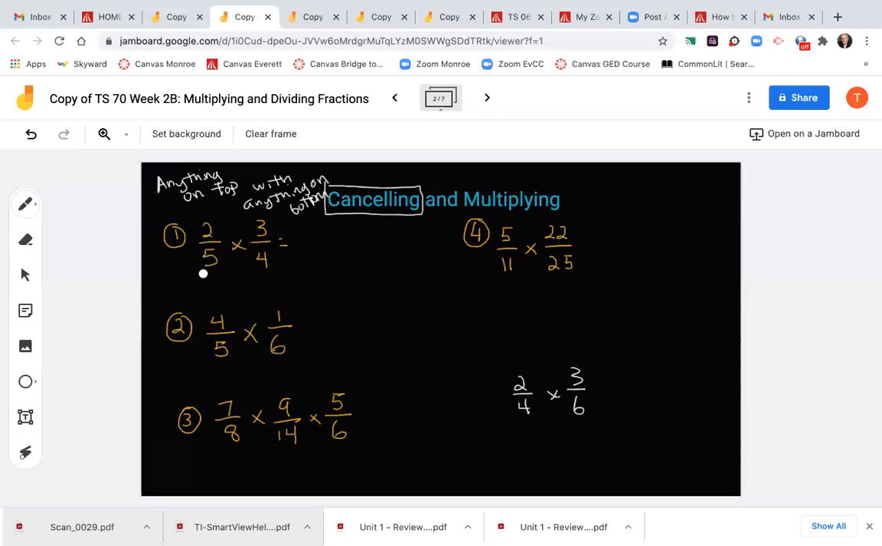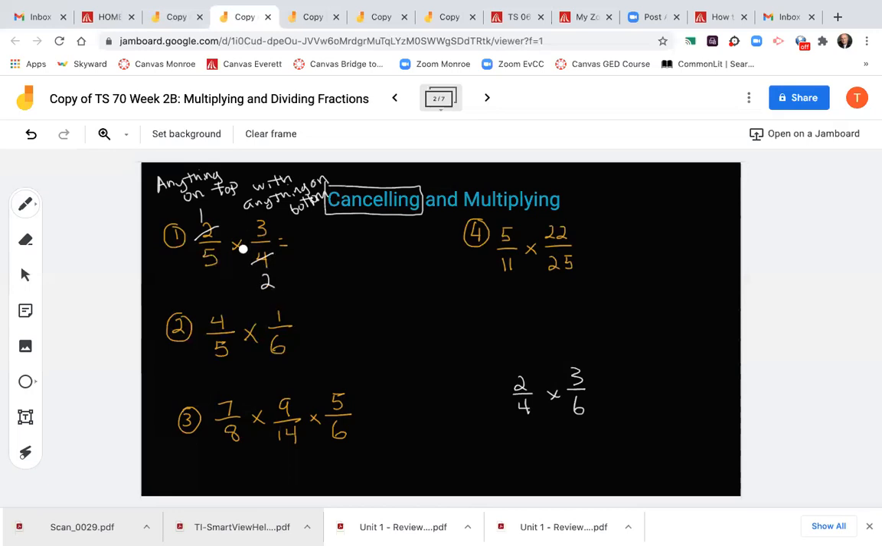So here's how I would do number 1. I look at my numbers and I go, oh, I recognize 2 and 4. There's something that goes into both of these. These can be reduced or canceled. So I'm going to cancel 2. I'm going to cross it out. You should too. I'm going to go 2 goes into itself once, and I'm going to cross out the 4 and go 2 goes into 4 2 times.